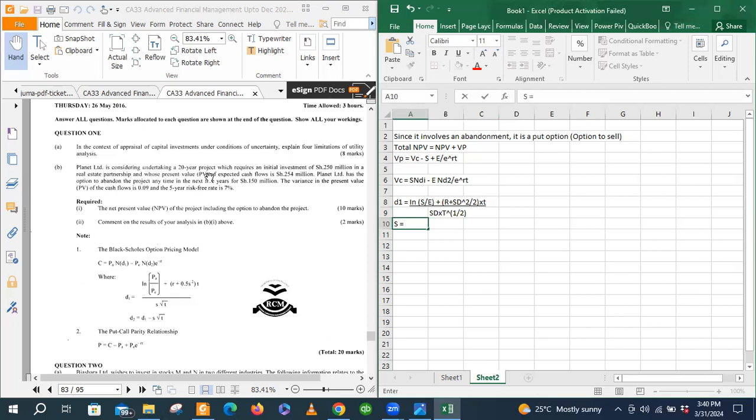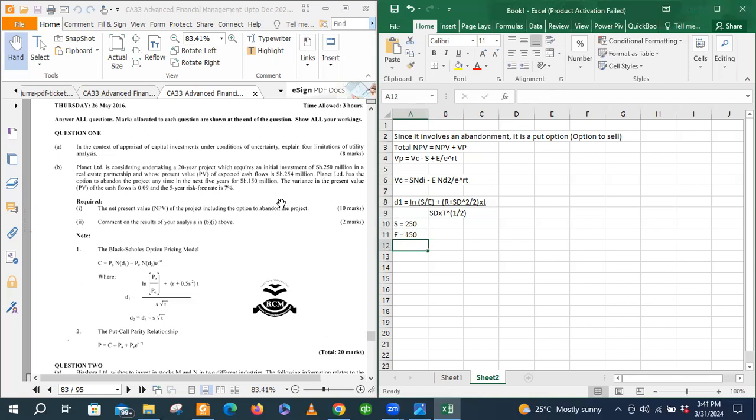The spot price is the price today. So the Planet Limited is considering undertaking a 20-year project, which requires an initial investment of 250. That's our spot price. Our exercise price, we can abandon it anytime in 5 years at an amount of how much? 150.